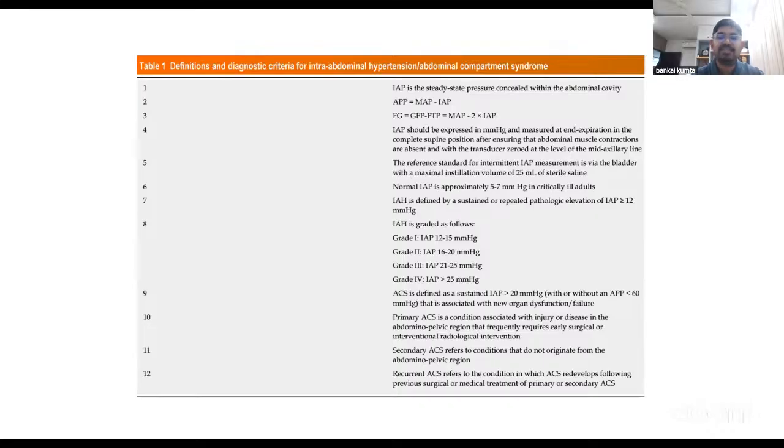They can be primary or secondary. Primary is a condition of injury within the abdominal pelvic region, while secondary does not originate from it. It can be due to fluid overload, which could be the commonest reason. And recurrent ACS refers to a condition where ACS develops following previous surgical or medical treatment, either for primary or secondary.